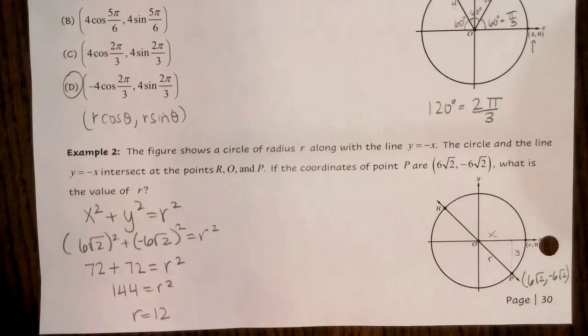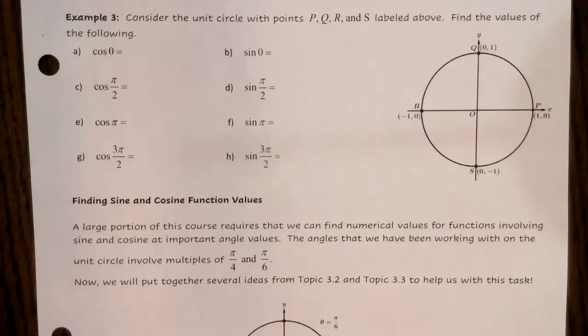All right. So with that, we're going to shift to our unit circle points. The unit circle is a crucial part of AP Pre-Cal and your future math classes. So we're going to start learning them now, but you're going to learn them deeply and know them forever. All right. So consider the unit circle with points P, Q, R, S labeled above. Find the values of the following.